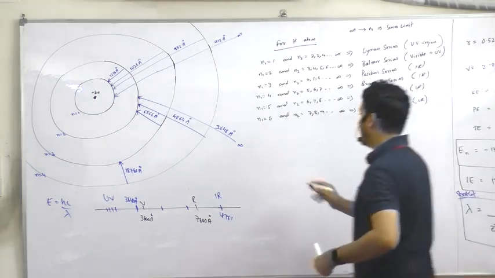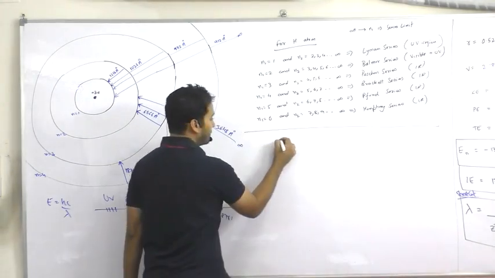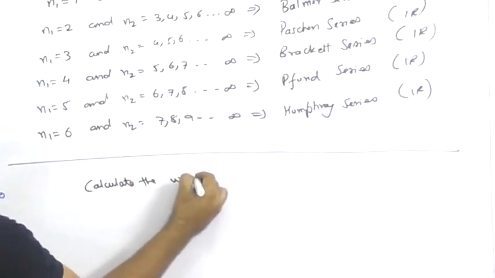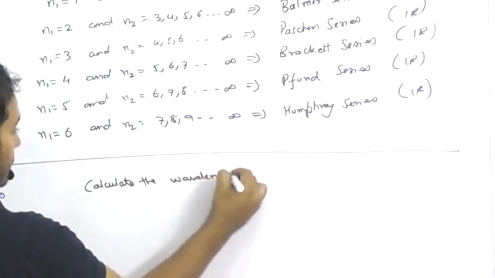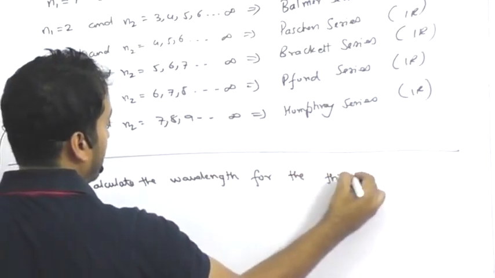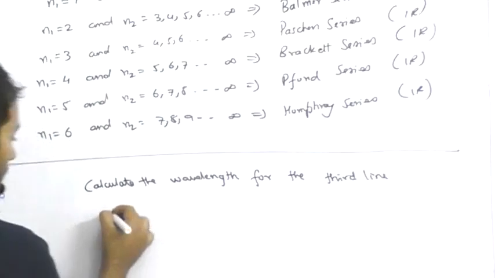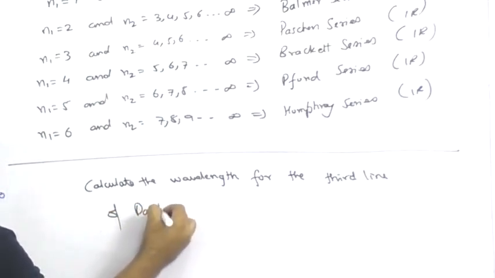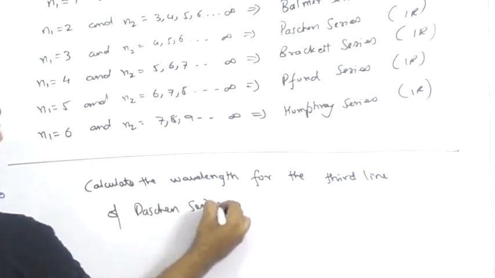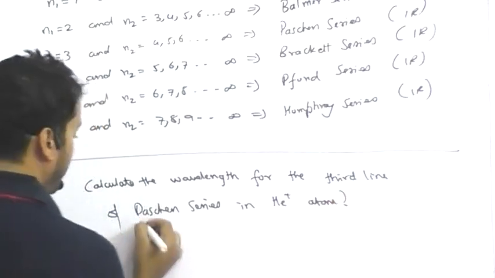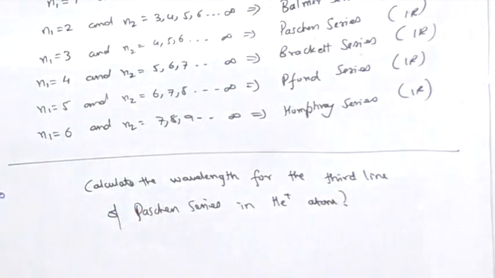Now you could get a question like this. Solve this please. Calculate the wavelength for the third line of Paschen series in helium plus atom. Please solve. Calculate the wavelength for the third line of Paschen series in helium plus atom.